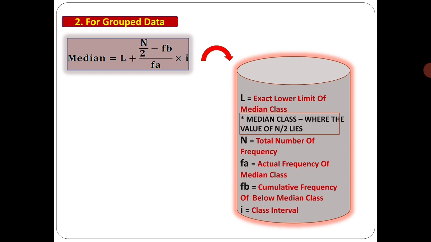n equals the total number of frequencies. FA equals the actual frequency of the median class. Here A implies actual. FB equals the cumulative frequency of the class below the median class. Here B implies below. I equals the class interval.